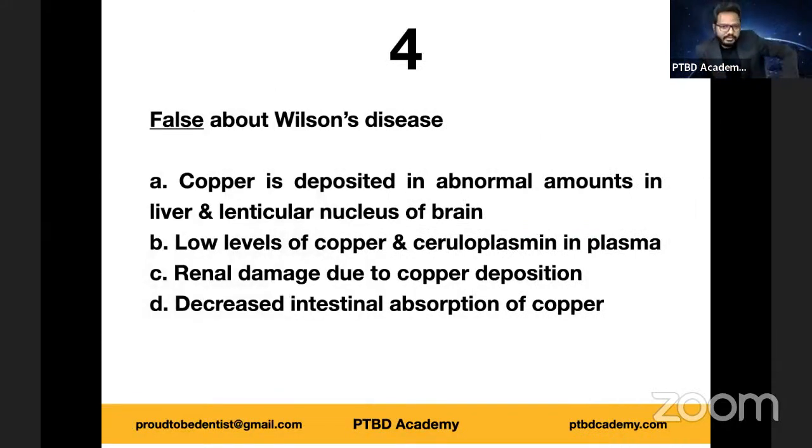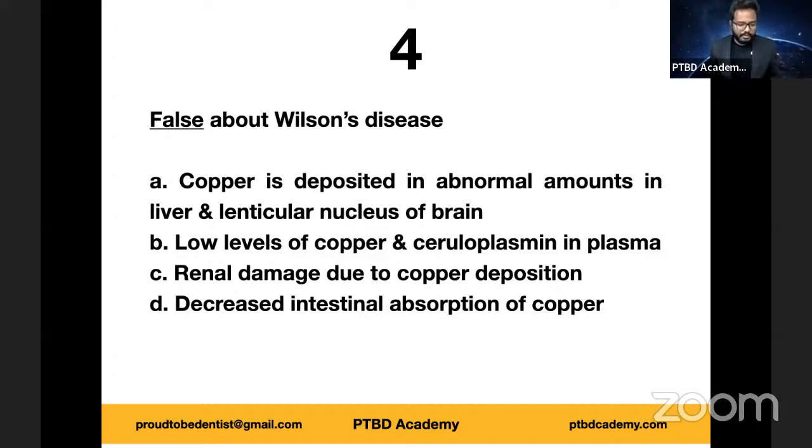False about Wilson's disease. So now we'll get the opportunity to discuss Wilson's disease in additional detail. Which of the following statements do you think is false? Copper is deposited in abnormal amounts in liver and lenticular nucleus of brain. Low levels of copper in ceruloplasmin in plasma are seen in case of Wilson's disease. Renal damage due to copper deposition. Decreased intestinal absorption of copper. So which of the following do you think is the false statement?